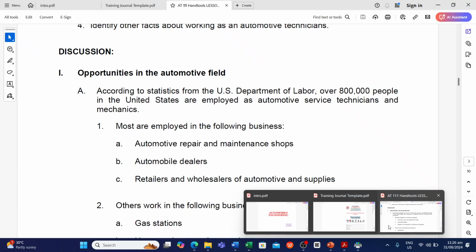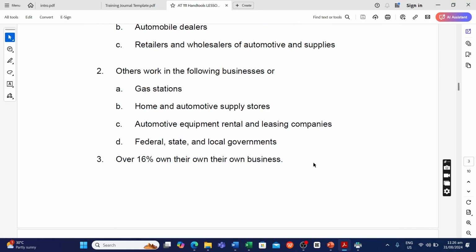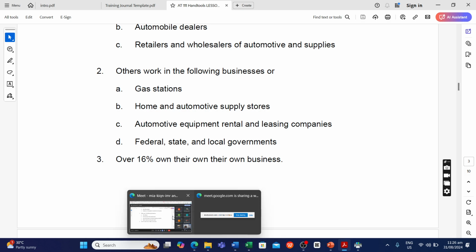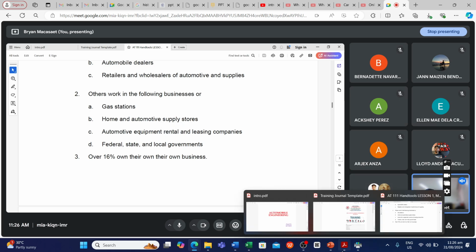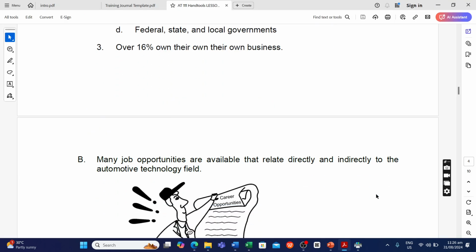Number 2, other works in the following businesses. Yung iba, tinatawanan, pero ito yung reality. Related to automotive, pwede tayong magtrabaho rin sa mga gas stations, home and automotive supply stores. Yung iba nagtatayo ng mga businesses, kagaya ng auto supply. Okay? Auto supply and repair shop. Letter C, automotive equipment rental and leasing companies. So, napakarami. Letter D, federal, state, and local governments. Number 3, over 16% on their own businesses. Okay?